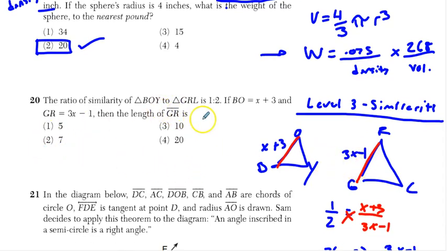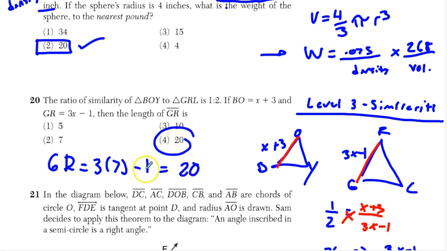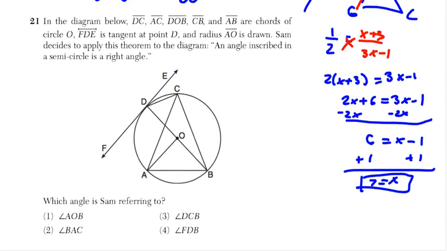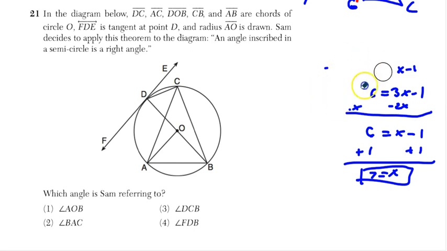Nope. This says what is the length of GR. And what we know is that GR is actually equal to 3 times x minus 1. So we got to plug our 7 in there. So let's try that again. So GR is equal to 3 times 7 minus 1, which is equal to 20. Nice job. All right, this question looks hard, but it's actually quite simple. Let me show you what I mean.